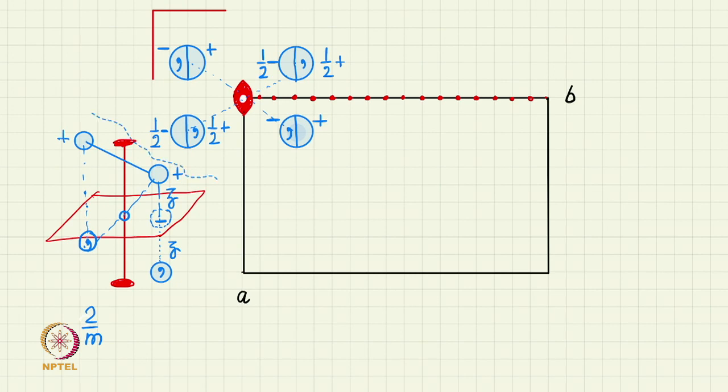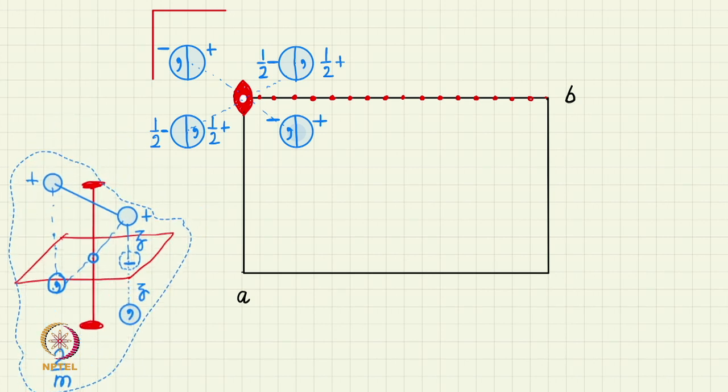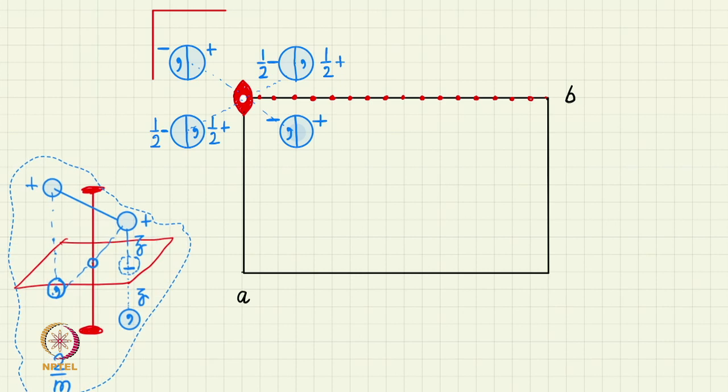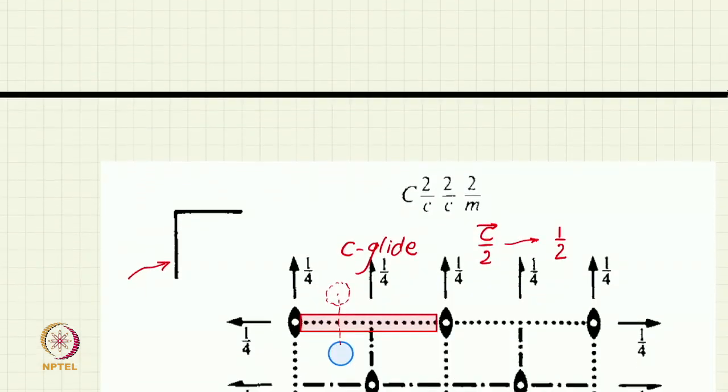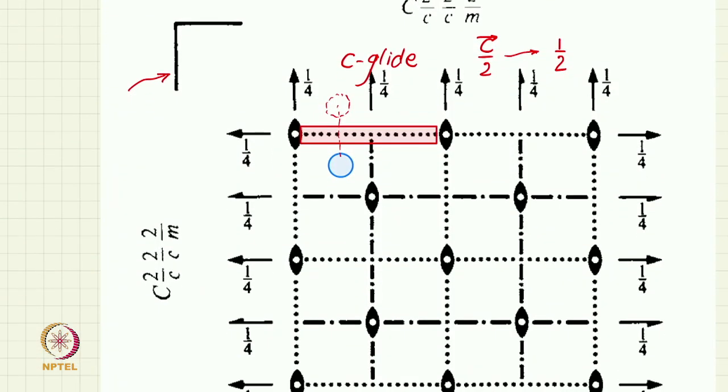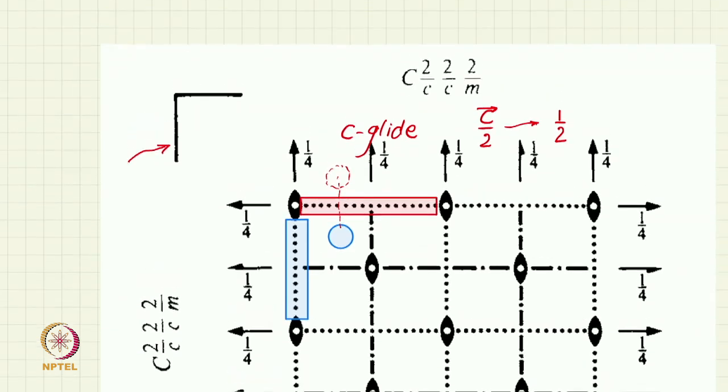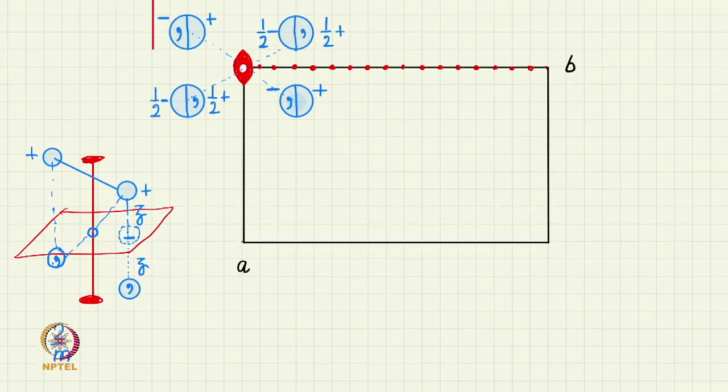Let me lower this diagram so as not to clutter there. Okay. But there are still more symmetry elements. Have we satisfied all of them? So, you can see that there is a glide here also. So, what will happen if I apply that glide?